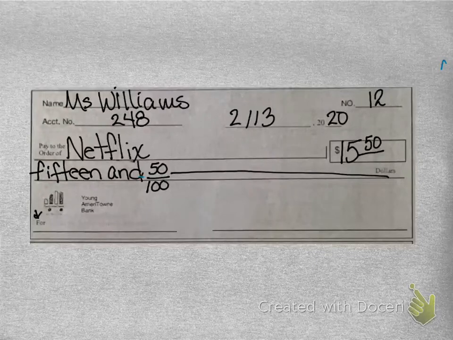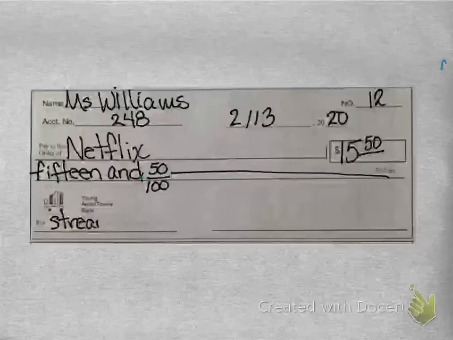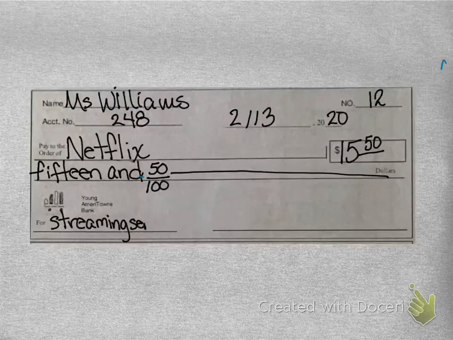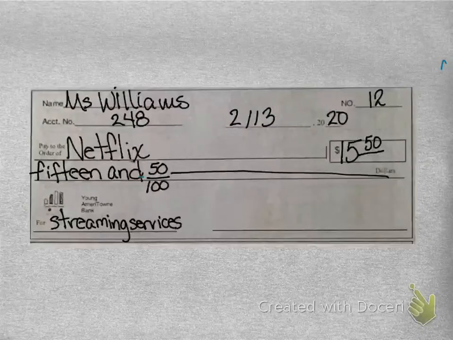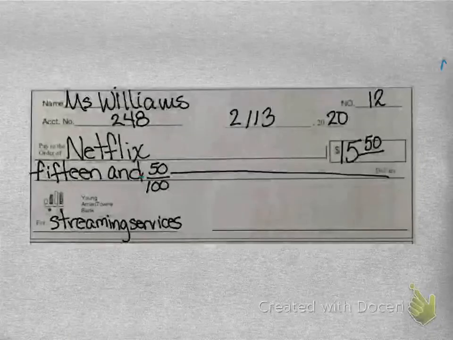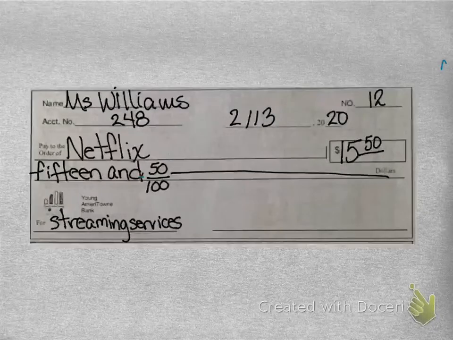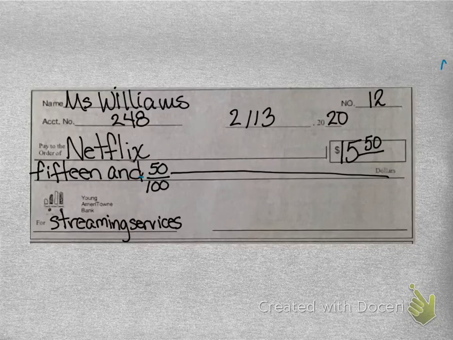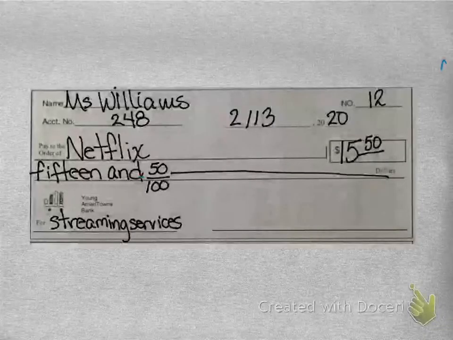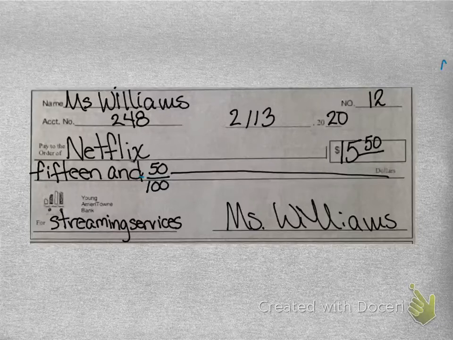I'm going to go to the bottom and write what I'm paying Netflix for. I'm paying Netflix for a streaming services bill. So I'll just write that there. Little note for me to remember later on what I was paying for. And now if I look at my check and I like it and I agree that I'm going to pay Netflix $15.50, I am going to make my promise by signing my name to this. It says, yes, I promise that my bank will pay this to you. There we go. I put my signature and my check is done.